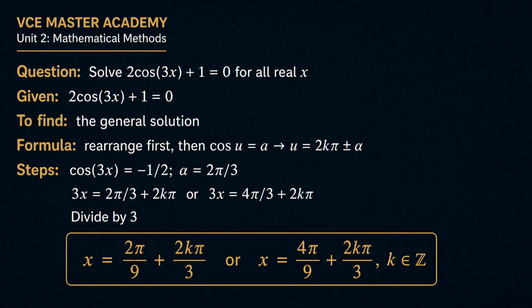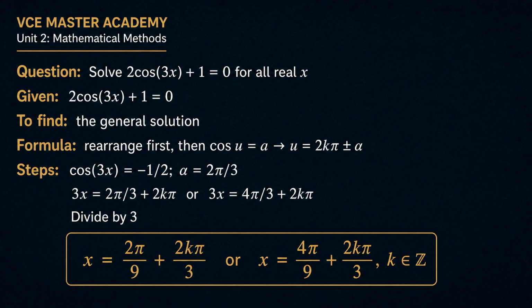Example 5. 2 cos of 3x plus 1 equals 0. Tidy up first. Subtract 1. Divide by 2. Cos of 3x equals minus a half. First, solve the angle. Cosine is minus a half at 2 pi over 3. Copy the family. 3x equals 2 pi over 3 plus 2k pi, or 3x equals 4 pi over 3 plus 2k pi.